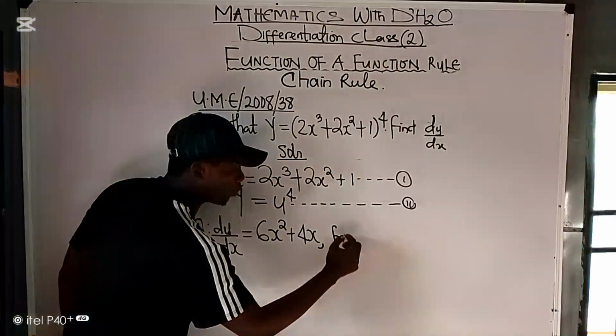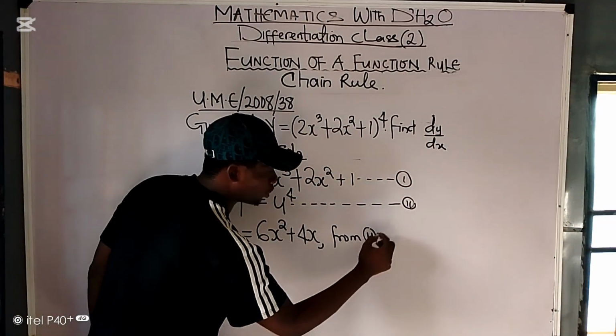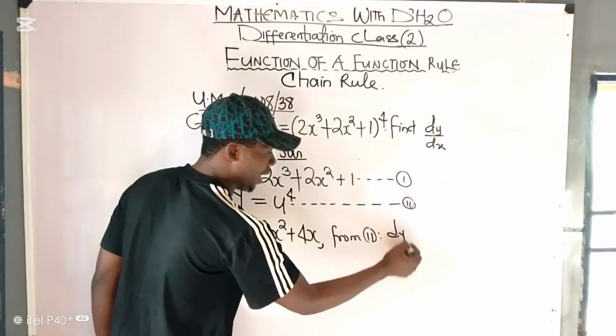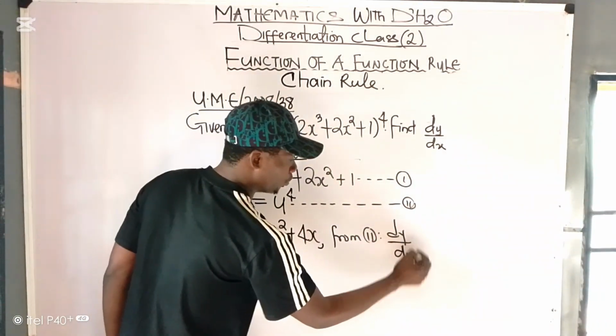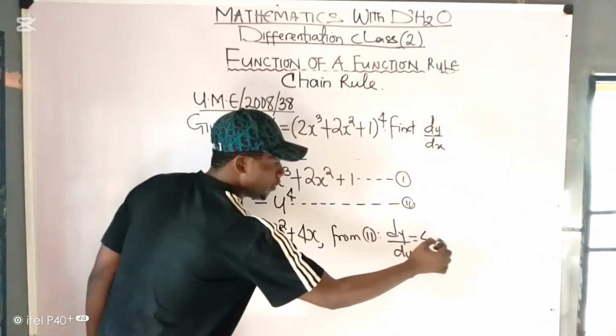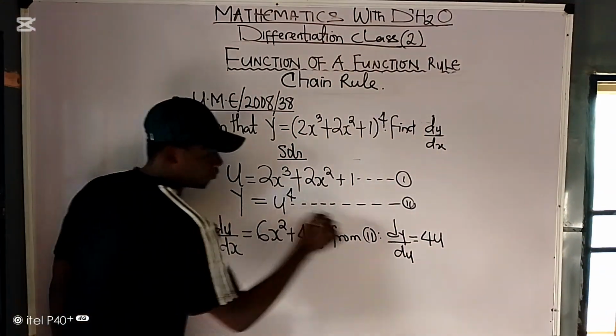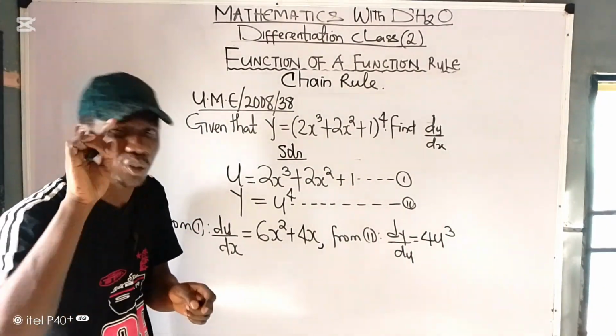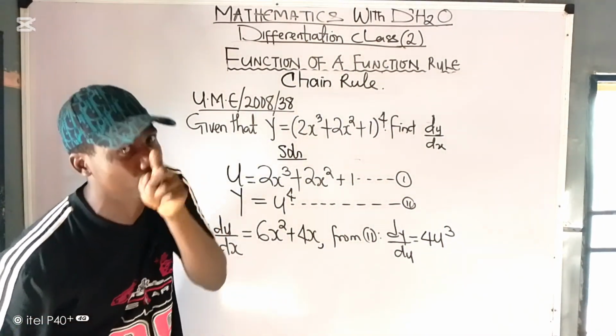Then from equation 2, this is y, this is u. So we call it dy over du. Let's differentiate it quickly. 4 times this u will give us 4u. You take 1 from here, you get 3. I've told you before, go back to my previous video to learn how to differentiate.